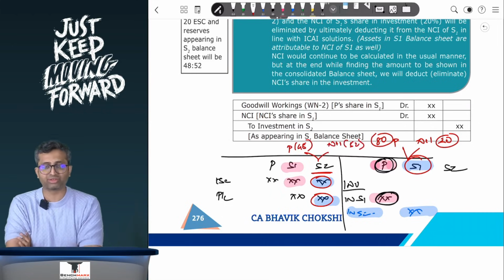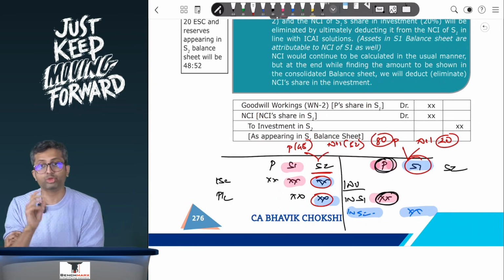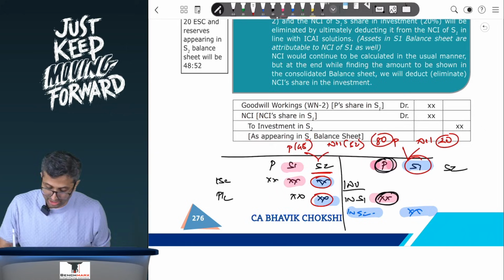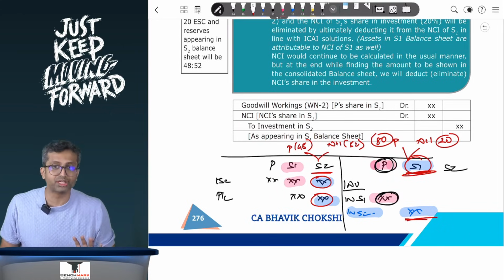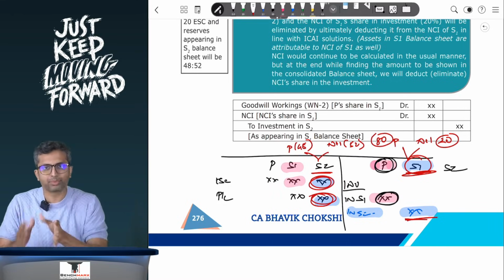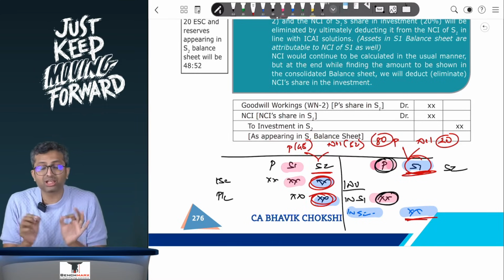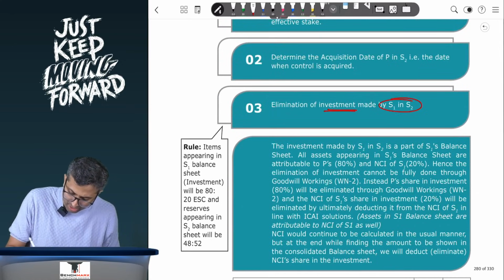When you sit to calculate the goodwill, you will say, acha, investment in S2, everything of S2 has to be 48, 52. No, it may be investment in S2, but it is appearing in S1's books, and all assets and liabilities in S1's books are in the ratio of 80-20. Whereas share capital and reserves of S2 are appearing in S2's books only, and hence this will be in the ratio of 48, 52 or as the case may be, because they are appearing in S2's books. So when I'm looking at elimination of investment, this is where the problem arises.